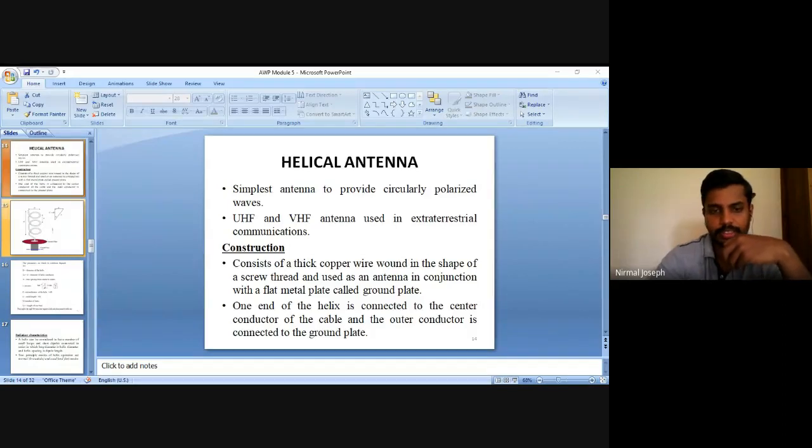Okay, as we said in the last class, from this class onwards, we are going to see helical antenna and smart antennas, patch antenna and antennas for mobile and handset communications, all those things we are going to see. With that, we will be winding up our fifth module. So today we will start with helical antenna.